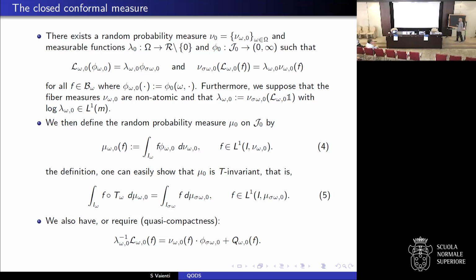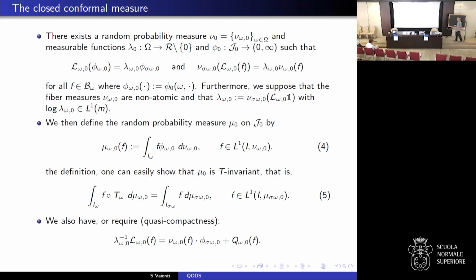Okay, as Gary said 2 days ago, it takes some work to get this construction, in particular to get this conformal measure, because the system we consider is a system on the interval but with a lot of discontinuities, and it needs some work in order to construct this object here.